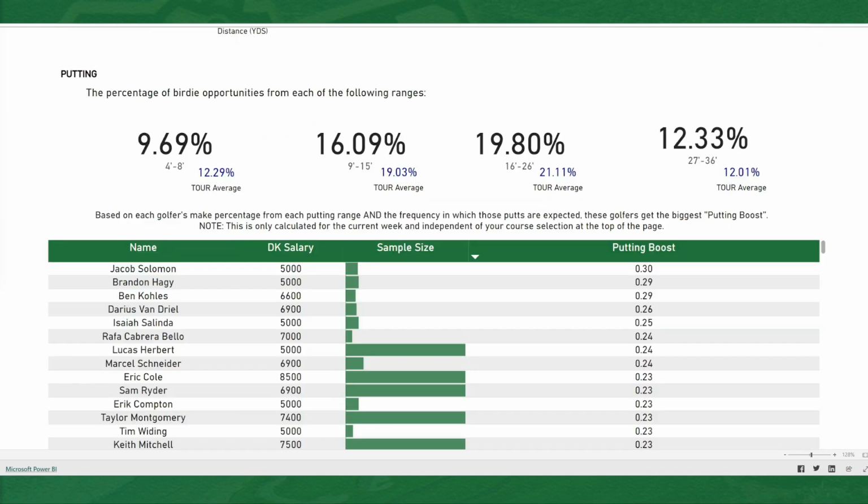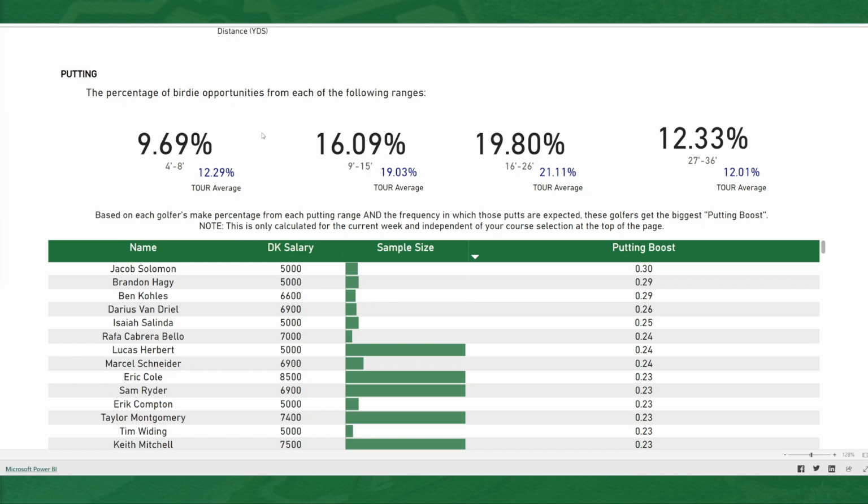As if we couldn't get any deeper, the putting section does just that. Again, leveraging the shot by shot data that's coming in to the database shows the percentage of birdie opportunities from each putting range. Again, this might take a little bit of time to wrap your head around. So for every birdie opportunity, whether it was made or not, what distance did it come from?